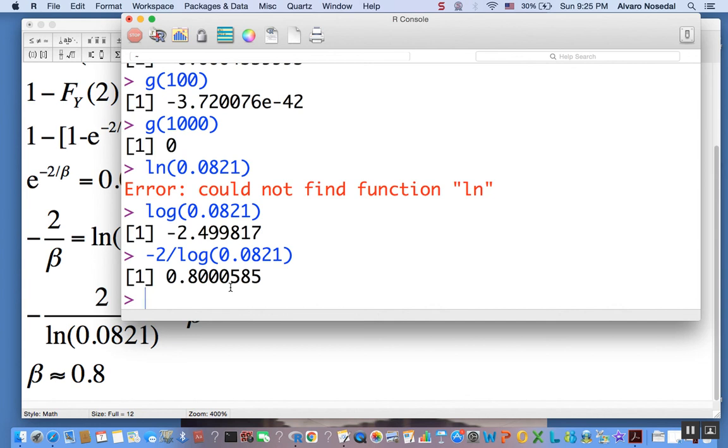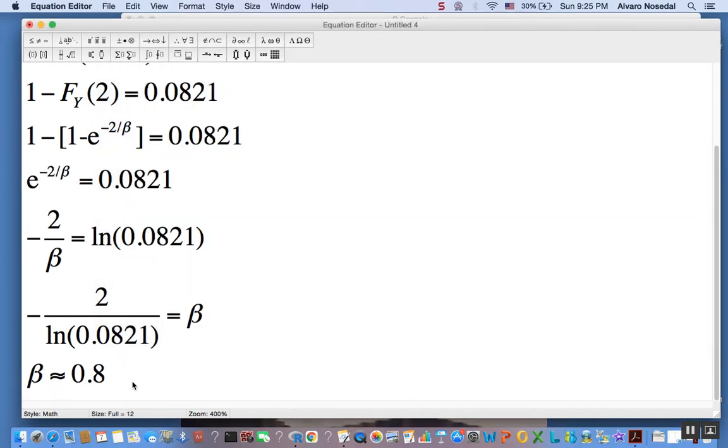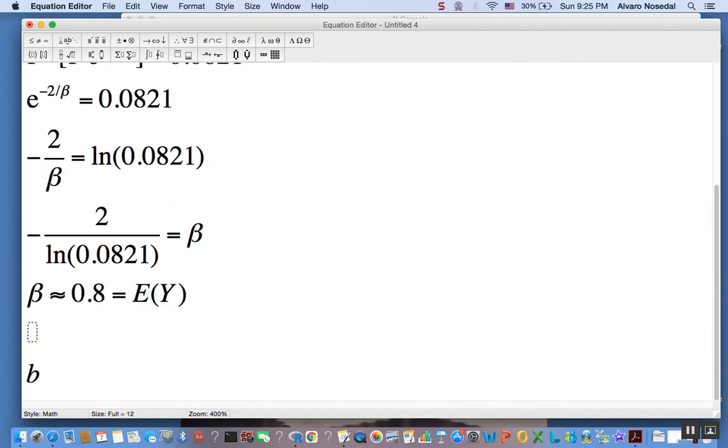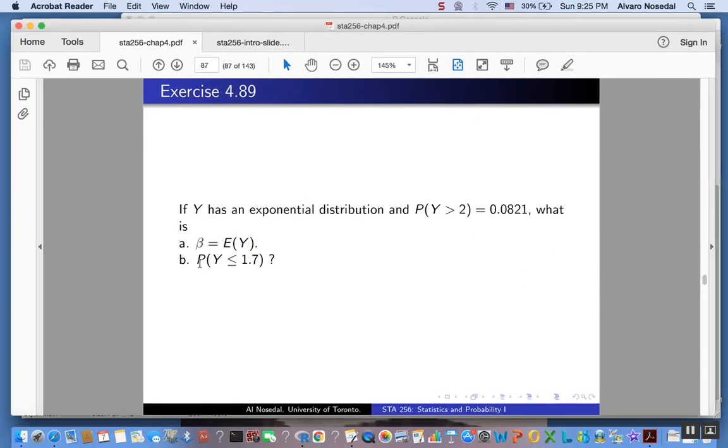Okay, so now let's do part B, because we're done with part A. We have found beta, and we have just for free the expected value as well. That's going to be the expected value. Okay, part B. So remember that we wanted a specific probability. We wanted the probability that the random variable is less than or equal to 1.7.